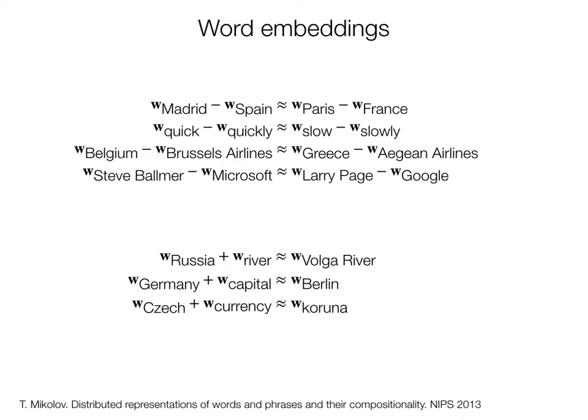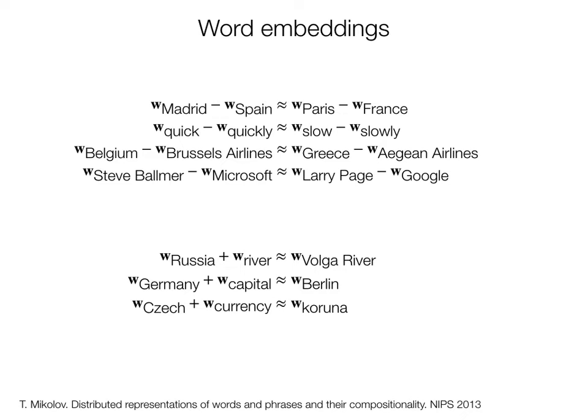So the same holds for syntactic relations. So the vector from quick to quickly, for example, is pretty similar to the vector from slow to slowly. But also a lot of encyclopedic knowledge is captured. So the vector from Belgium to Brussels Airlines is similar to the vector from Greece to Aegean Airlines. Or the vector from Steve Ballmer to Microsoft is similar to the vector from Larry Page to Google.